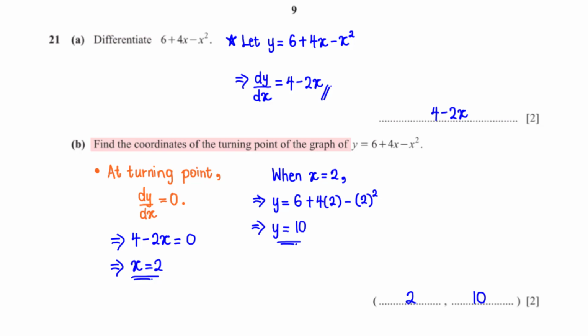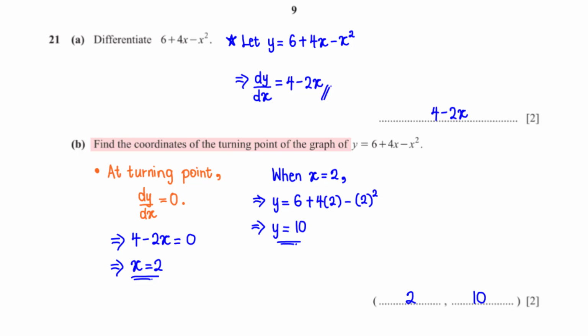Find the coordinates of the turning point of the graph of y equals 6 plus 4x minus x squared. At the turning point of a graph, dy/dx equals 0. We already found dy/dx in the previous question as 4 minus 2x, and so when we equate it to 0, we get x equals 2, which is the x coordinate of the turning point.